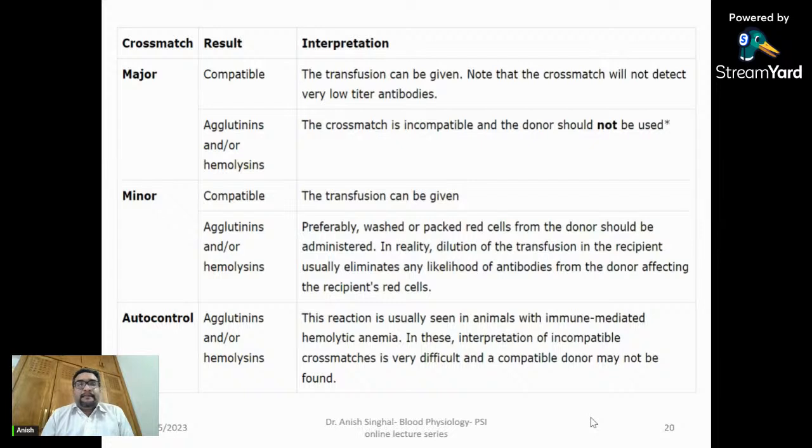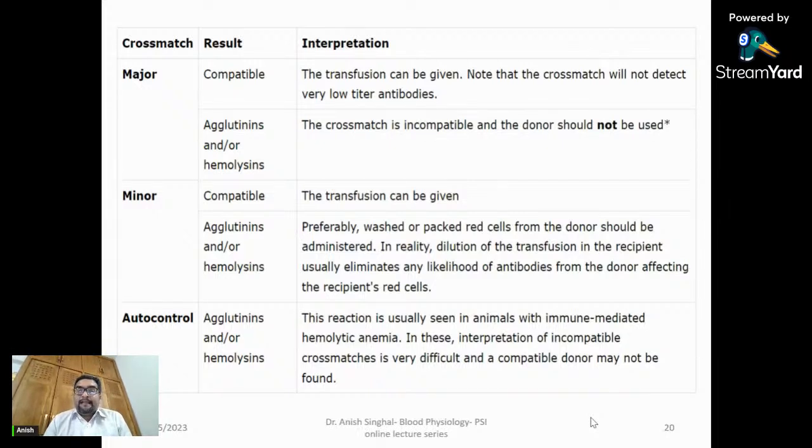Now consider the other type of cross matching, which is called the minor cross matching. In minor cross matching, you take the recipient's RBCs against the donor's plasma. The interesting case again is the O negative person as a donor. Based on Landsteiner's law, we understand that since this person does not have any antigen, they will have antibodies for all the antigens.